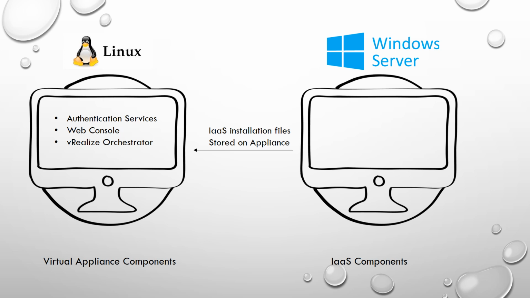The infrastructure as a service components of vRealize Automation are installed on Windows machines and are responsible for provisioning of IaaS resources. The installation files for the IaaS components are stored on the virtual appliance. Now that you have a slight understanding or overview of the broad classification in regards to vRealize Automation, it's time to discuss these components in detail.